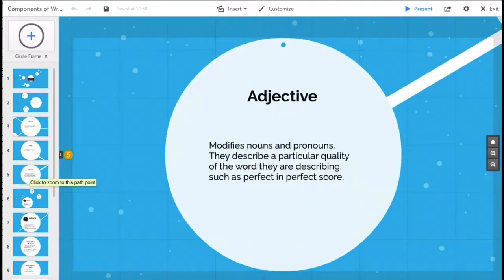An adjective modifies nouns and pronouns, primarily by describing a particular quality of the word they are modifying, such as wise in a wise grandmother, or perfect in a perfect score, or handsome in he is extremely handsome.